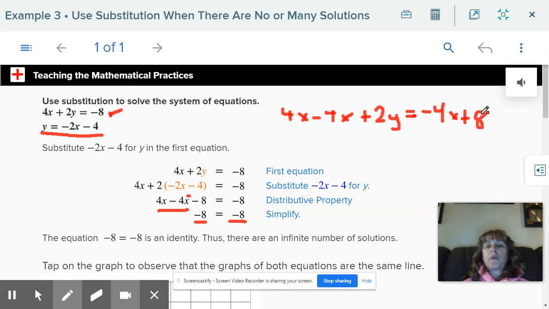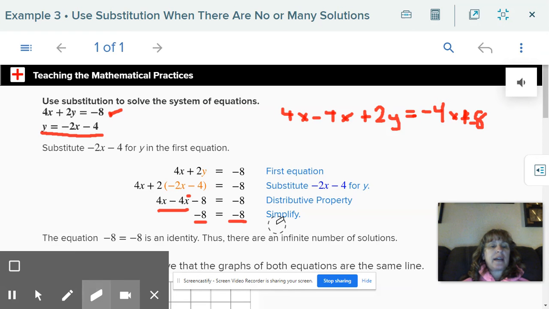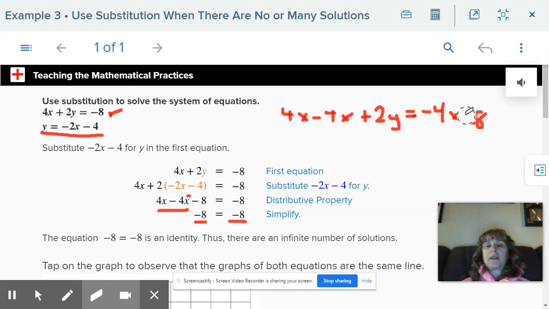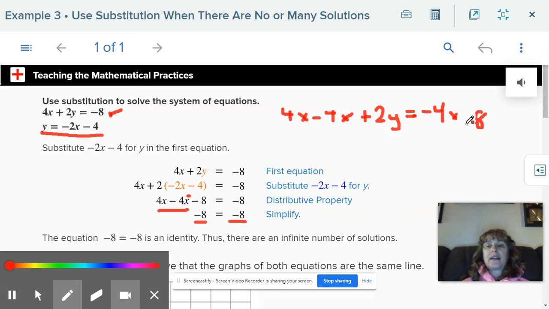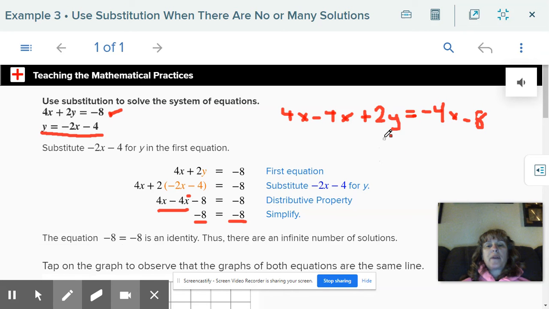So here's my equation. And it shouldn't be a plus, it should be a minus. Let me go ahead and erase that. Go ahead and erase my plus sign. Let's give it a minus, because it's a negative 8. All right, so I'm left with 2y.